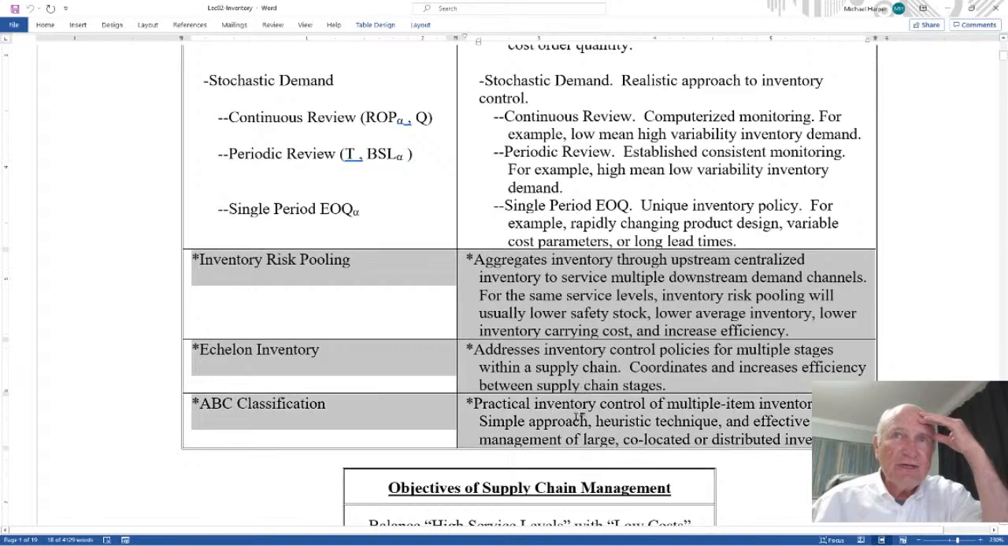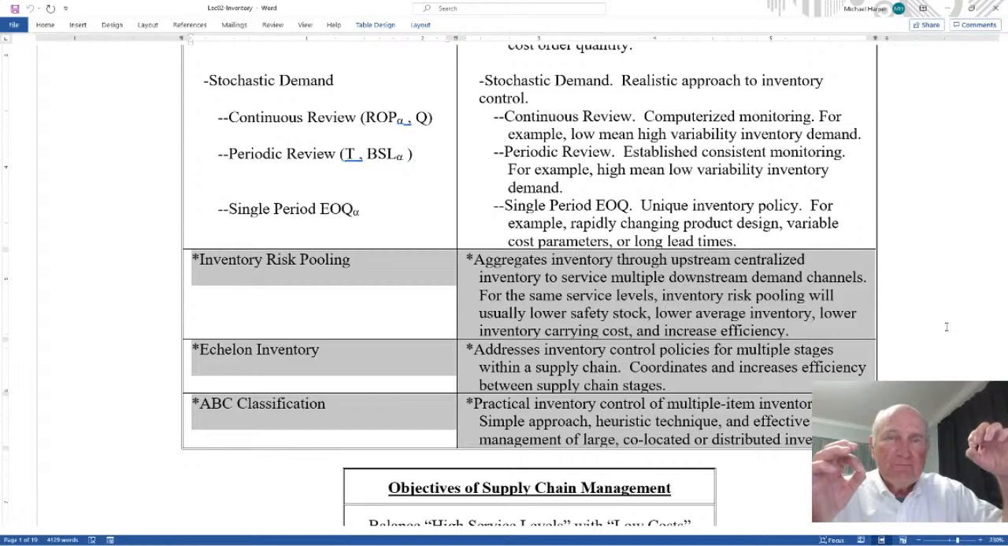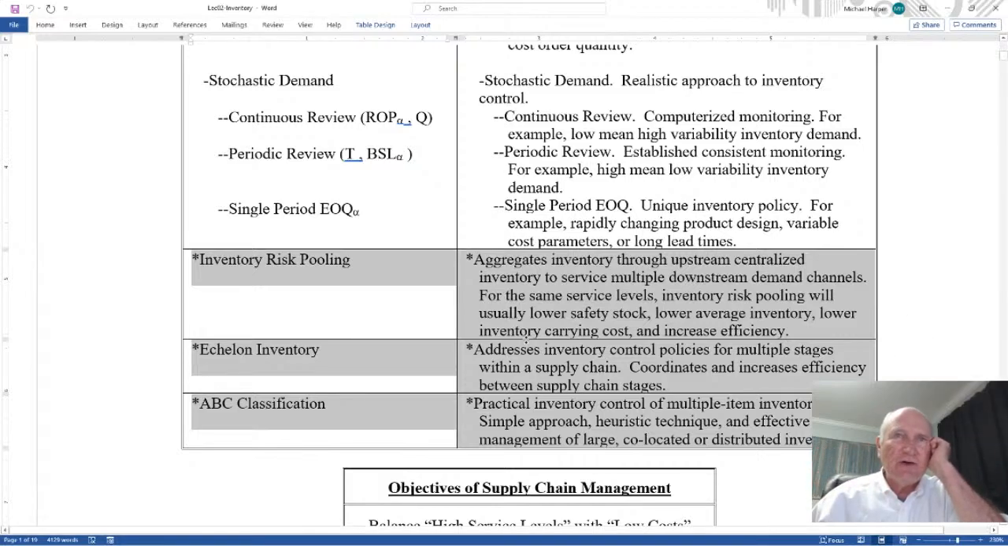And so these three here really apply to supply chain inventory, moving upstream and downstream, and how it is coordinated. Risk pooling takes inventory and also combines it with logistics and creates efficiencies. Echelon inventory looks at efficiency up and down the stream simply with inventory policies. And ABC classification is control. It's control of your inventory upstream and downstream in different stages. So we'll look at that.